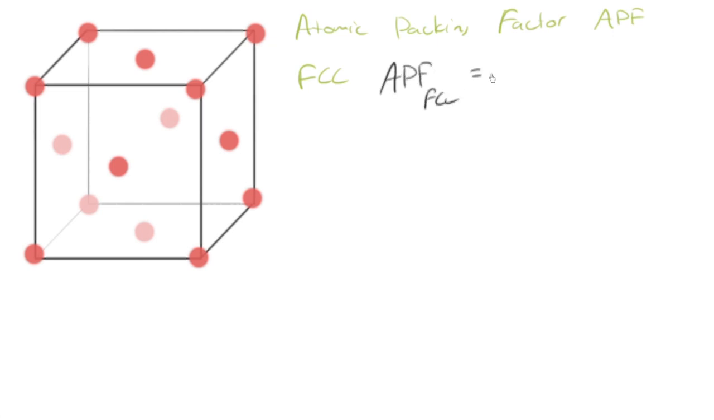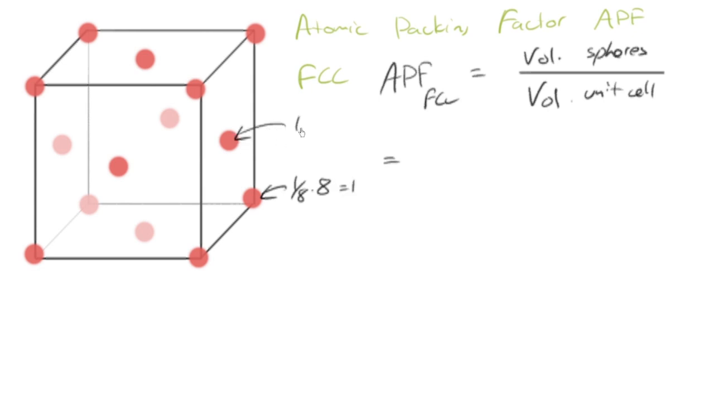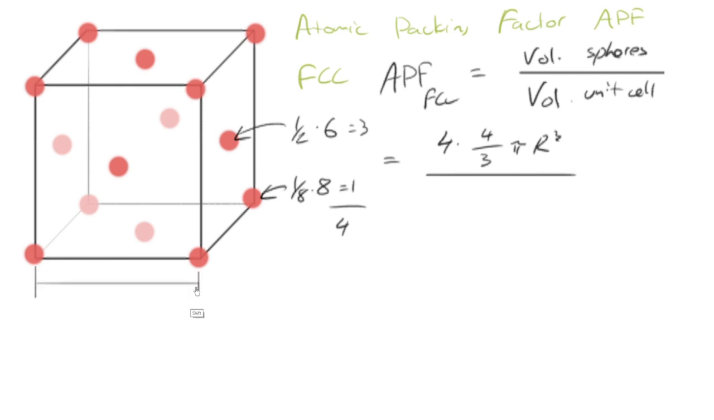for FCC, must be equal to the volume of atoms treated as spheres divided by the volume of the unit cell. Well, how many atoms are inside an FCC unit cell? 1/8 at a corner times 8 is 1, 1/2 at each face, 6 faces is 3, the total is 4. So we're going to have 4 times the volume of a single sphere, and the volume of a sphere is 4/3 pi r cubed. Now in the denominator, we have just the simple volume of a cube, which is a cubed.